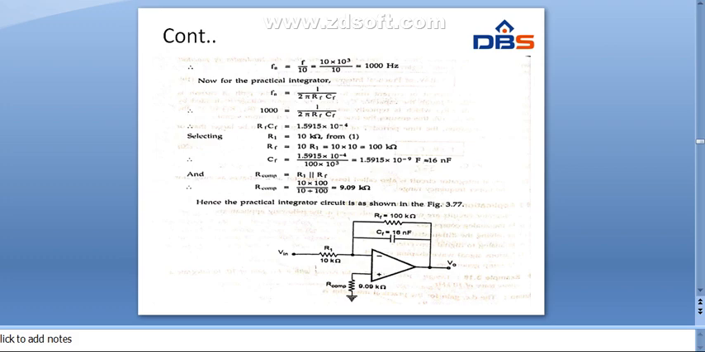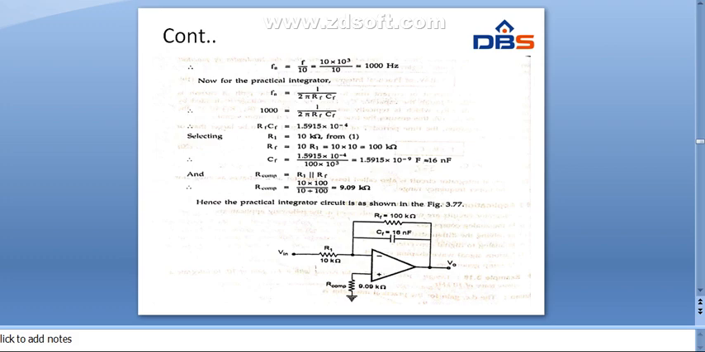Here RF equals 10 R1, so it becomes 100 kilo ohms. From this we can calculate the CF value. Here CF is 16 nanofarads. From the break frequency we can calculate CF, the feedback capacitor. And how to find the compensating resistor? It is the parallel combination of R1 and RF. So here the compensating resistor is 9 kilo ohms.